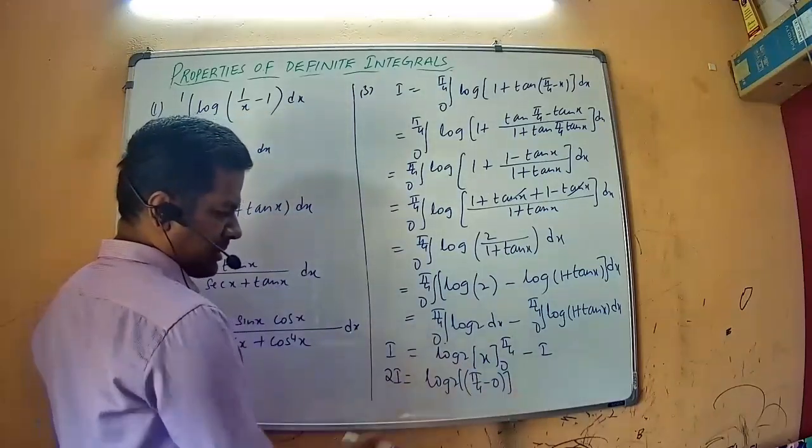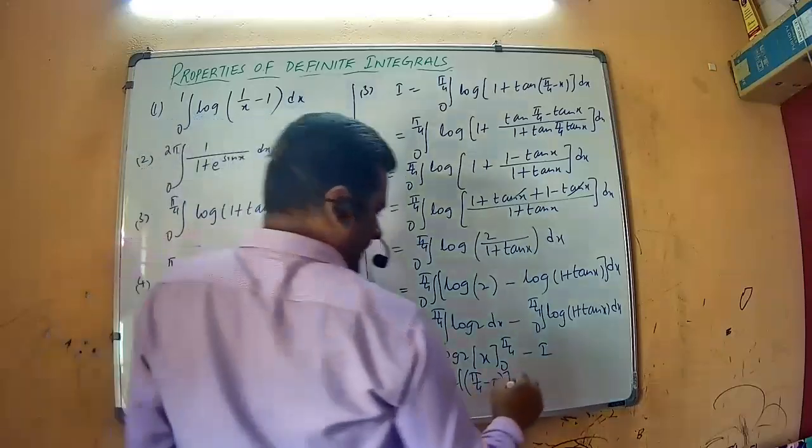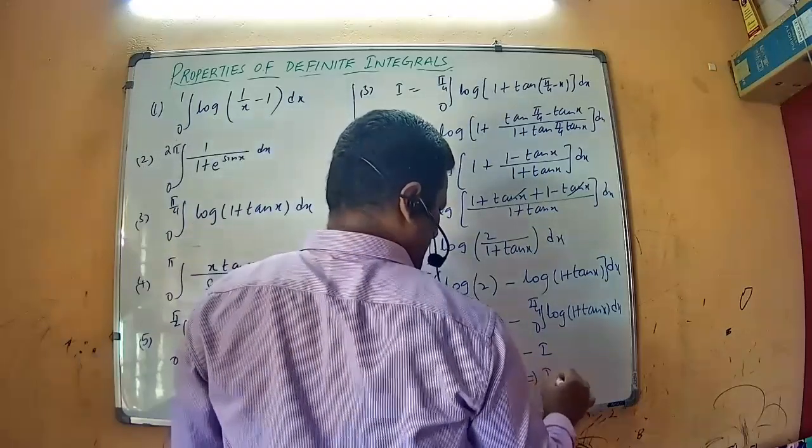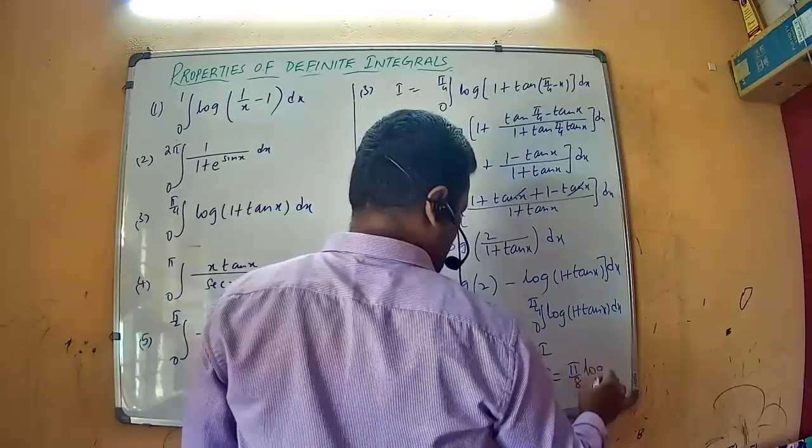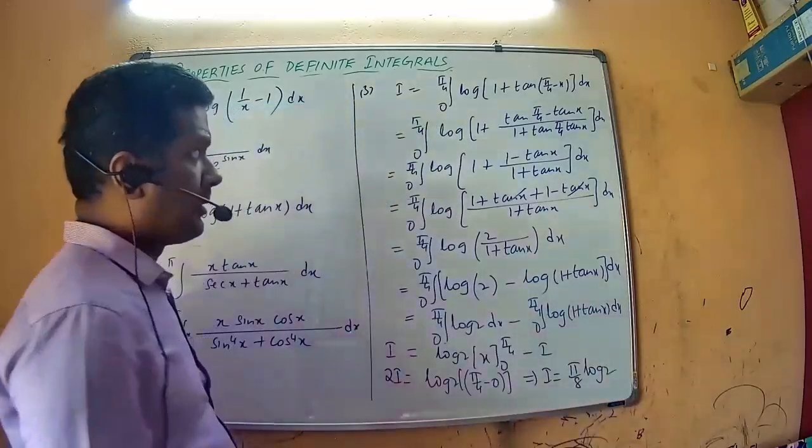Now if you transpose I to the RHS, you are going to get the value of I as pi by 8 log 2. Pi by 8 log 2.